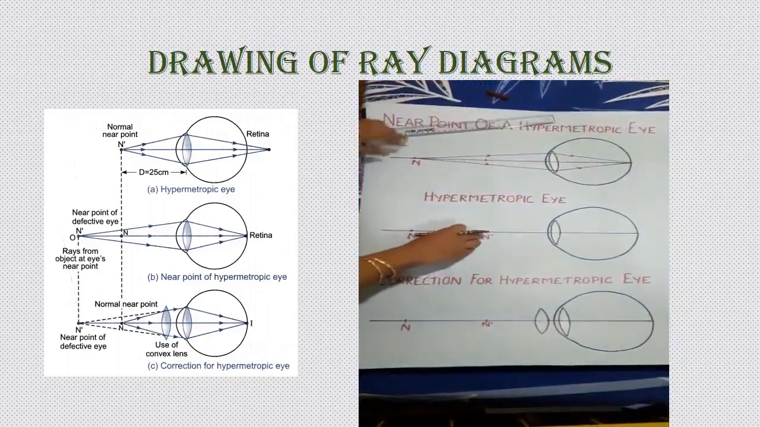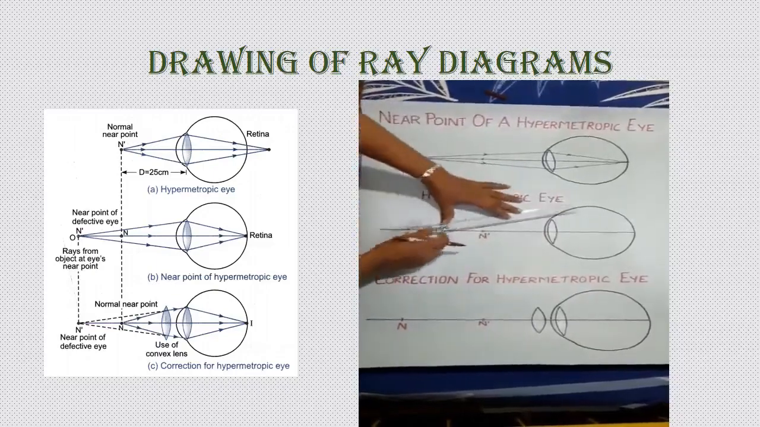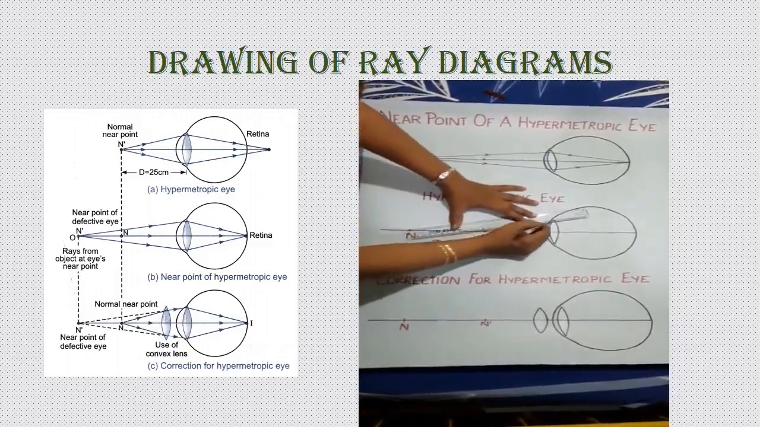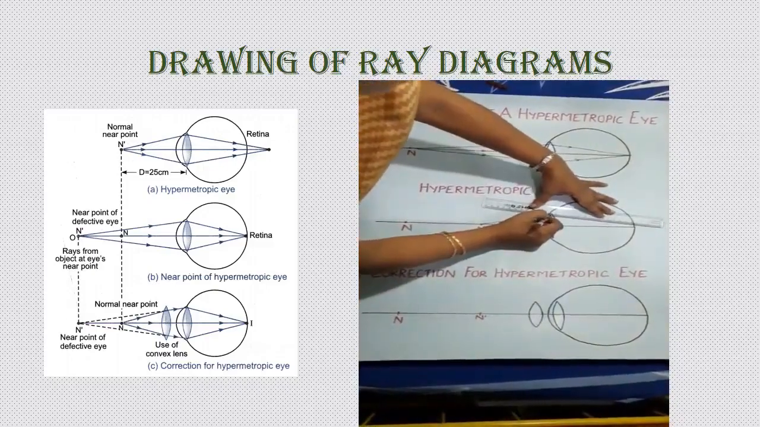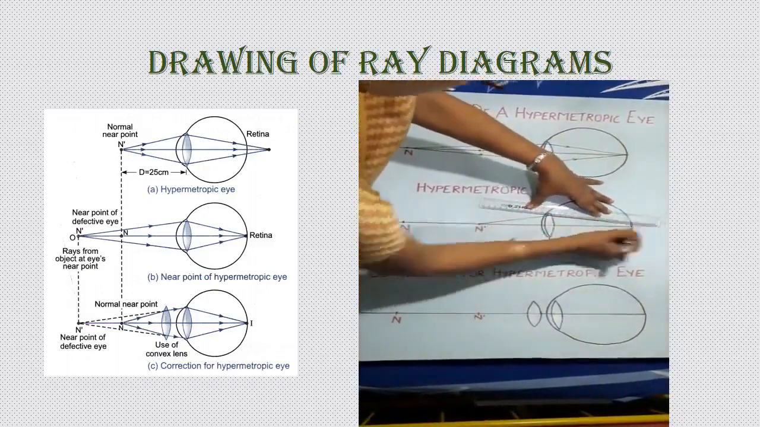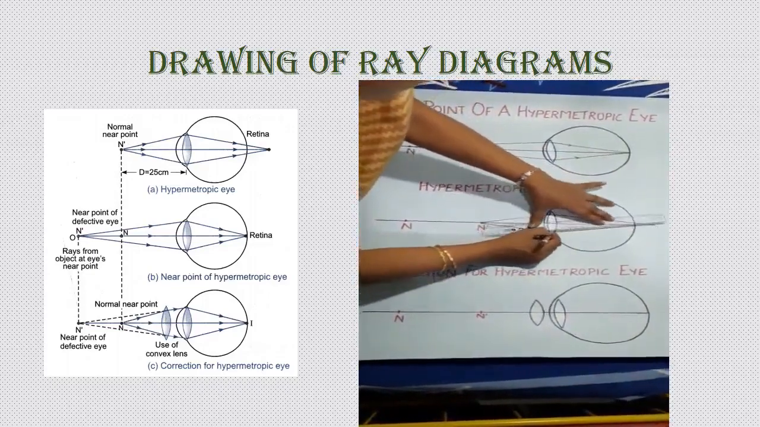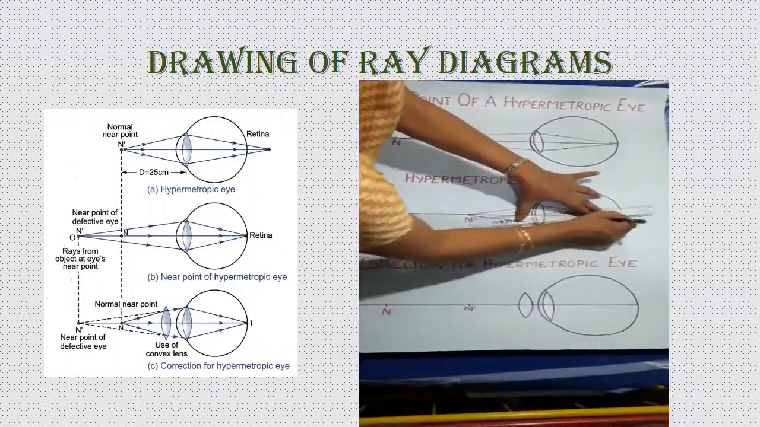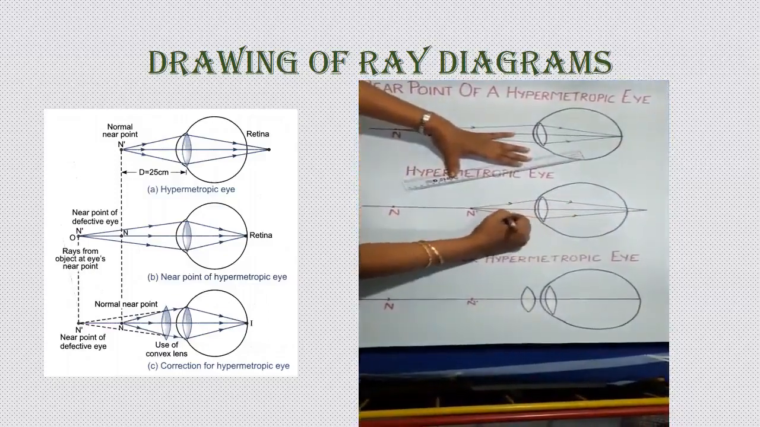Now, if an object is placed at the near point of the normal eye, that is N dash, then you don't get the image clearly. It is formed behind the retina. Since the image is formed behind the retina, your image is not clear. So you get a defective eye.